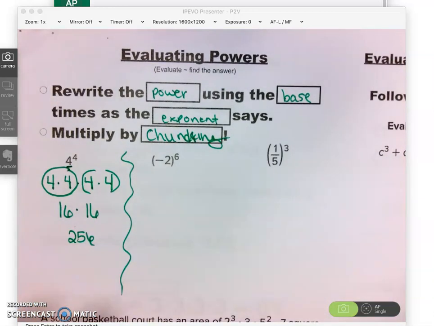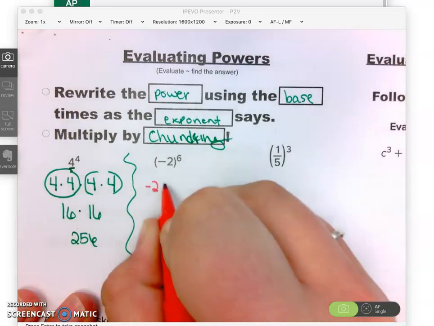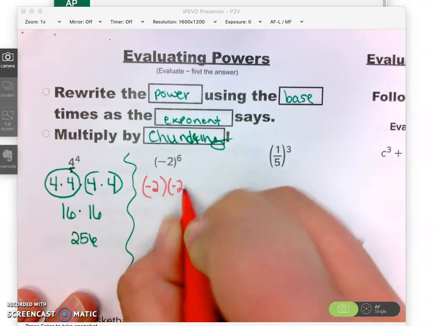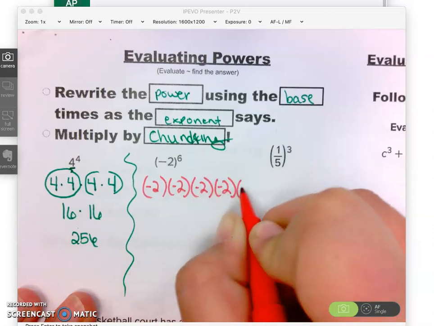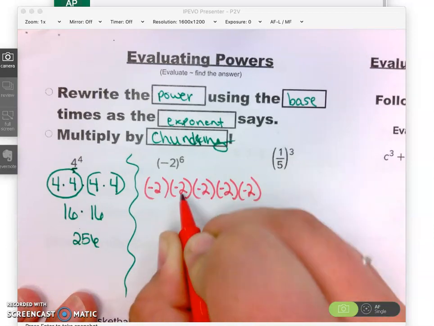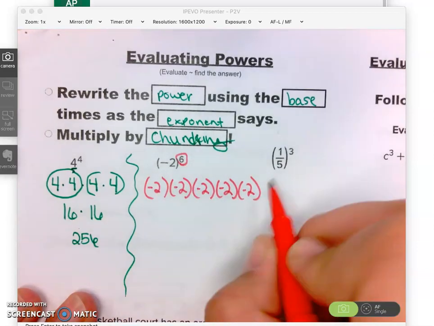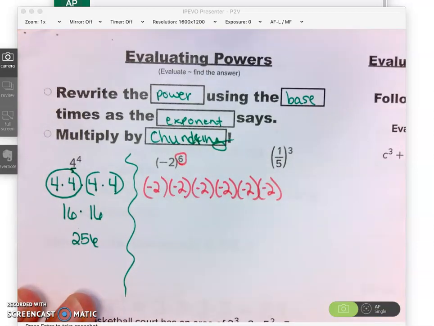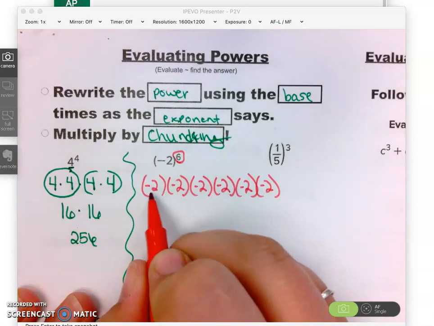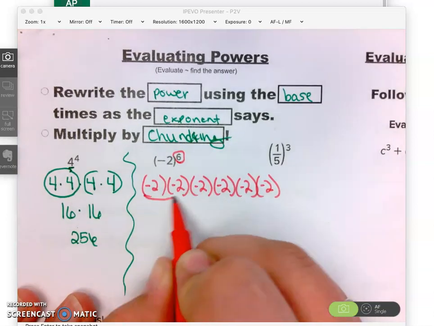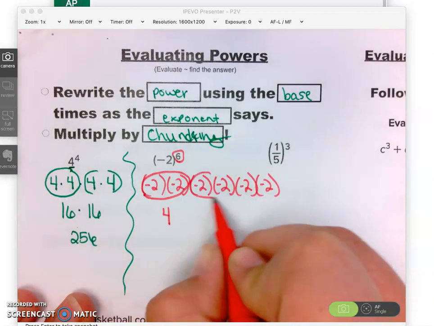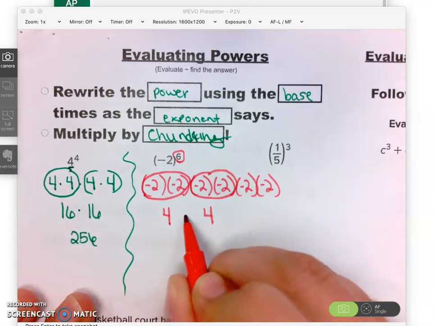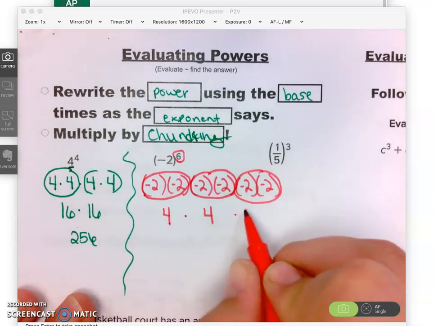So let's do again our -2 times -2 times -2 times -2. 1, 2, 3, 4, 5. I need 6 of them. So do it again. Then I want to chunk these together. -2 times -2, these two together, gets me a +4. A negative times a negative is a positive. So this here would be a +4 also, and these two would be a +4.